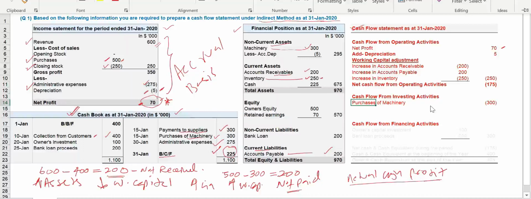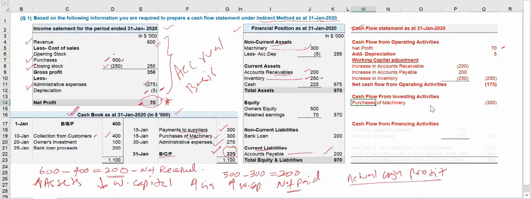And if you look at the current assets, accounts receivable we have already considered, inventory also we have considered, and the cash balance is what we need to arrive at.